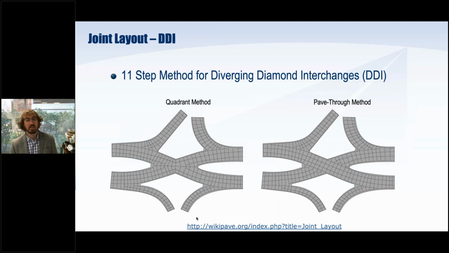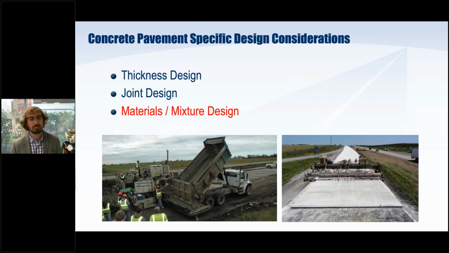So the last one is the diverging diamond interchange. This one's a little wonky, but it really takes a good layout to get these things to perform correctly. You can see two different methods for that, the pave-through method and the quadrant method. Again, these are online at wikipave.org, if you look at joint layout on that site.